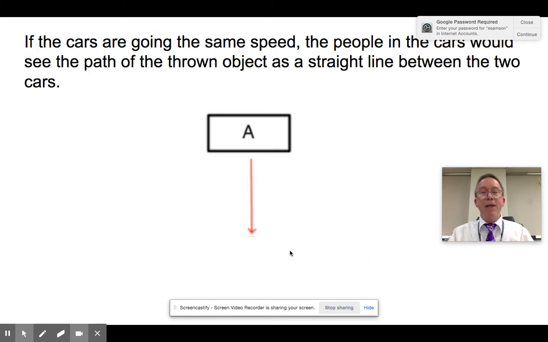Okay. Now, what's tricky about the Coriolis effect is you have to shift what's called your reference frame, and that's hard for us to do. It tends to confuse us. But the idea is, if you were in that car, you would see that object just going in a straight line between the two cars.